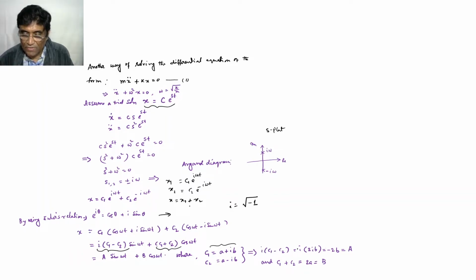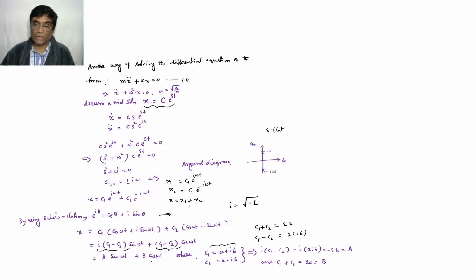i times (c1 minus c2) equals i into 2iB, you see. c1 plus c2 equals 2A, and c1 minus c2 will be 2iB. So 2iB times i will be minus 2B. So c1 plus c2 equals 2A, which is the coefficient of the cosine term B, and you now know A and B, so they are constant, real constants, and this is very interesting.